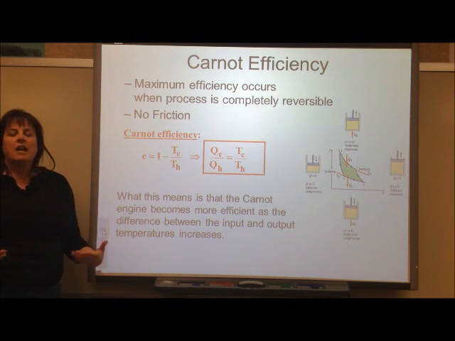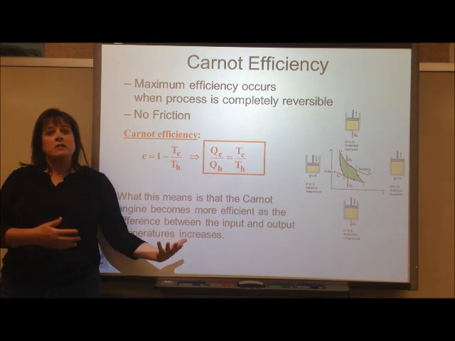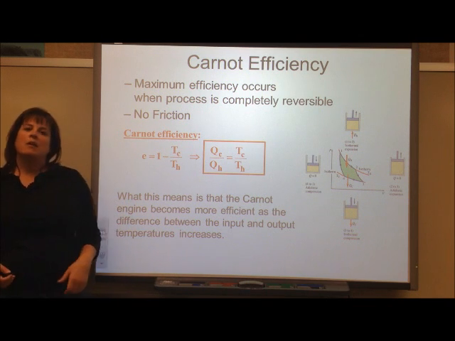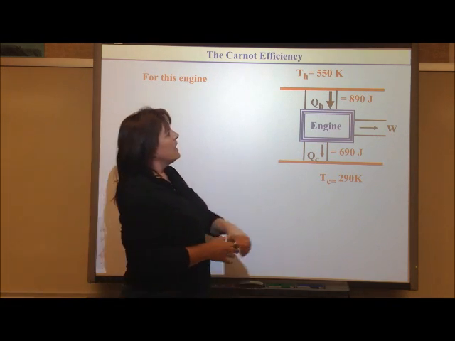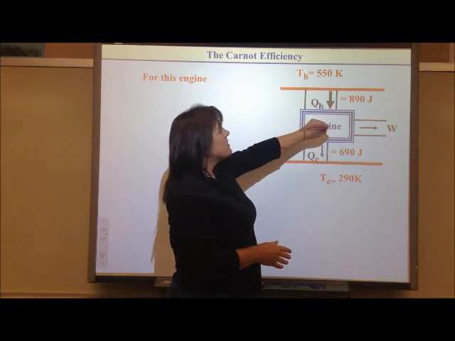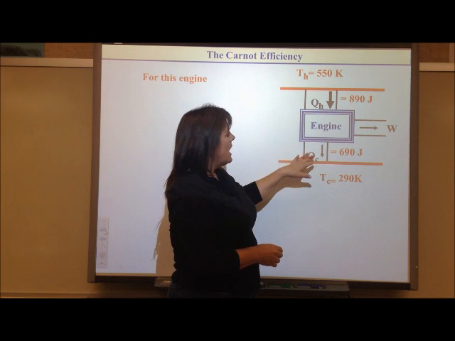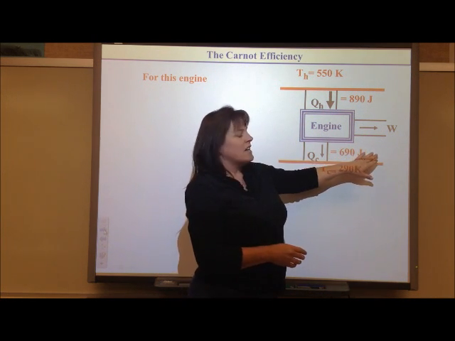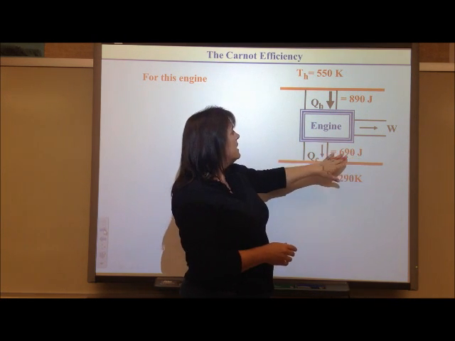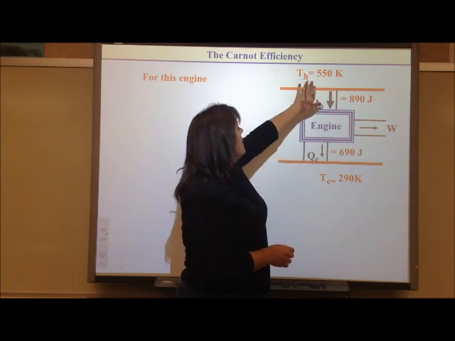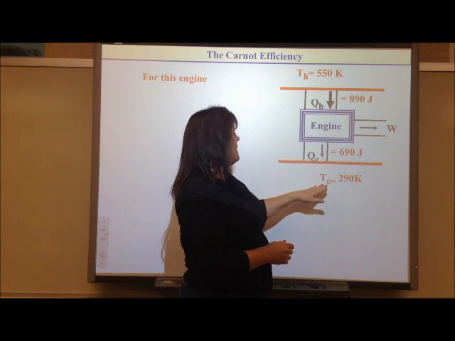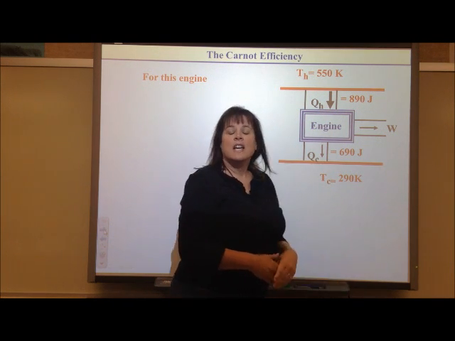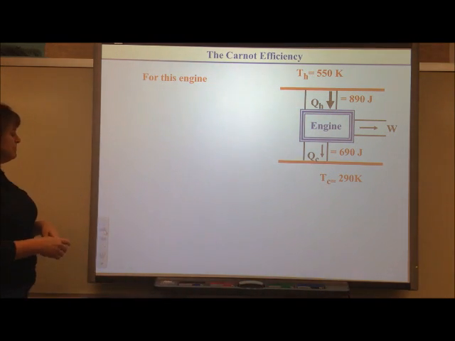Well, let's look at a regular engine and what its real efficiency is, and then what its Carnot efficiency would be. So here is another engine. I have 890 joules of heat going into this engine. I'm exhausting 690 joules of heat. Some work is being done. The temperature of the hot reservoir is 550 Kelvin, and the temperature of the cold reservoir is 290 Kelvin.